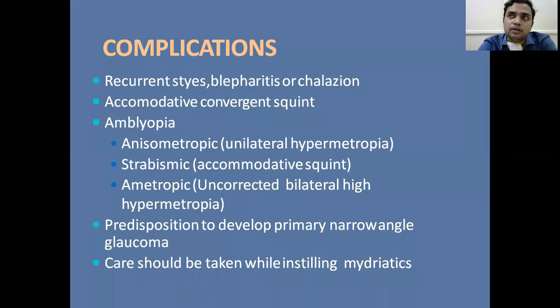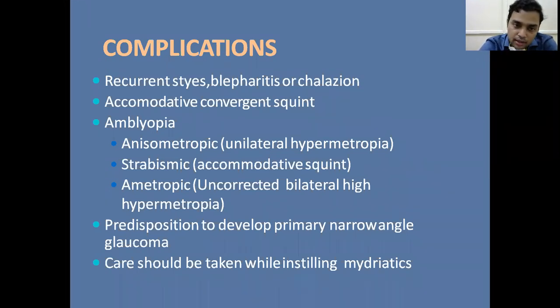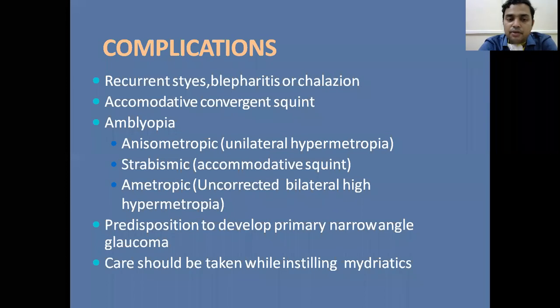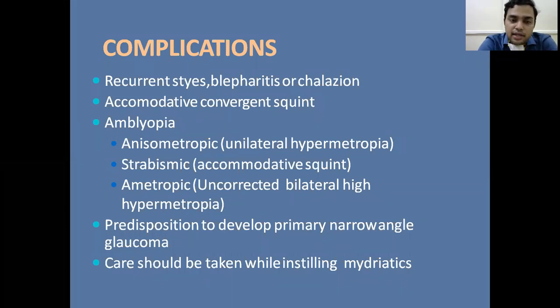And because of the continuous accommodative effort, the patient may also have accommodative convergent squint. The third complication is amblyopia. What is amblyopia? It is a decrease in the visual acuity in a patient who is not having any structural abnormality in the eye. We also call it a lazy eye.